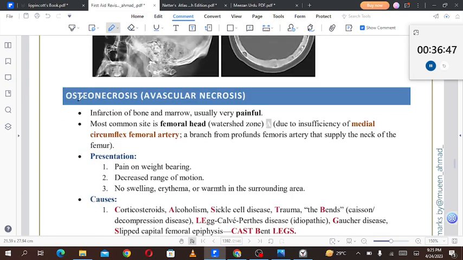Then we'll talk about osteonecrosis, or avascular necrosis. We have studied this condition many times, about the femoral neck and a lot of other areas. Let's read it now. It is infarction of the bone and marrow, usually very painful. The most common site is the femoral head watershed zone, due to insufficiency of the medial circumflex femoral artery, a branch of the profunda femoris artery that supplies the neck of the femur.